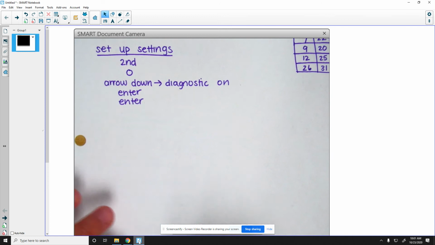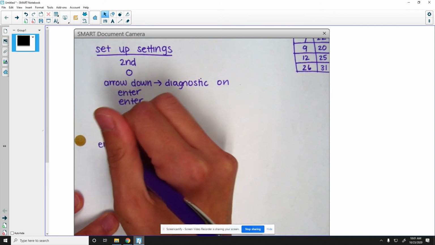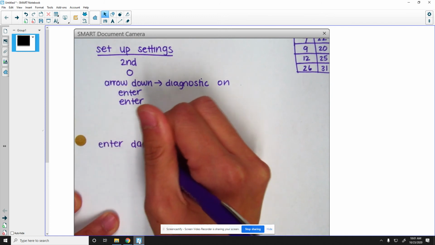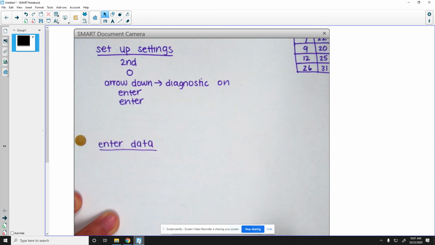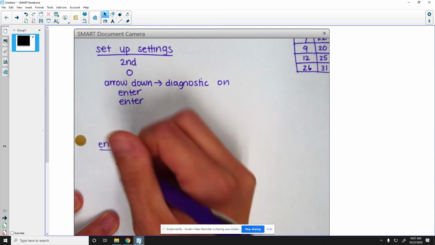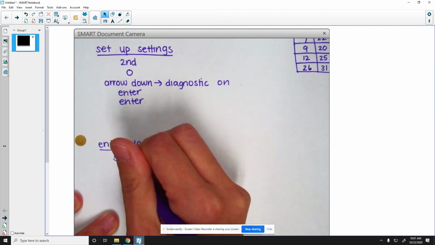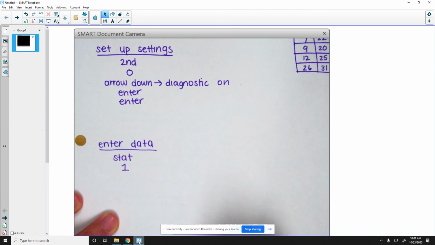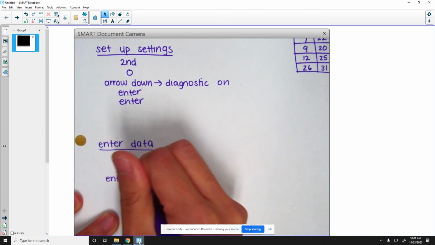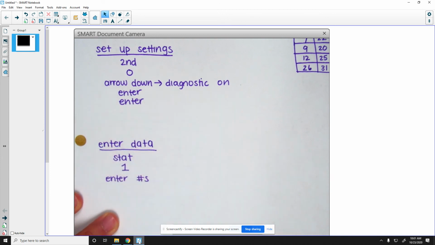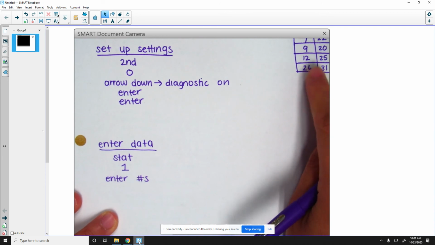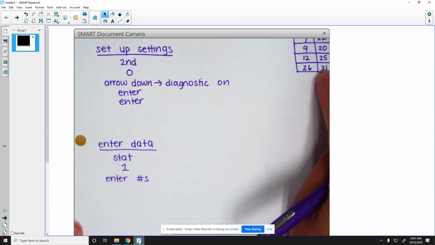All right. Okay. So now after you set up your settings, you're going to enter your data. And the way you enter your data is you're going to hit stat and then the number 1. And then you're going to enter your numbers. And by numbers, I mean all the numbers that we just randomly made up for our problem.